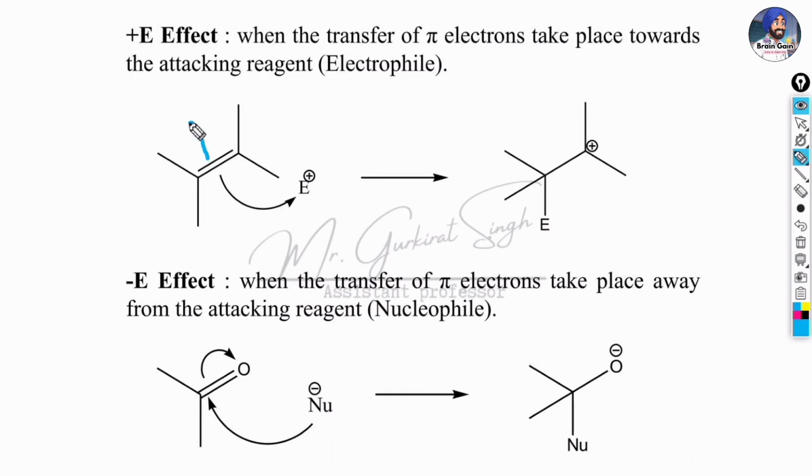Let me repeat again. If the pi electrons move to an atom and the attack takes place on the same atom, that will be my plus E effect. If the electrons move to one atom and the attack happens at a different atom, that will be my minus E effect.